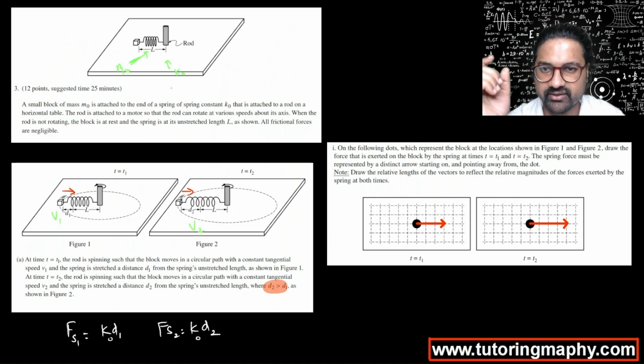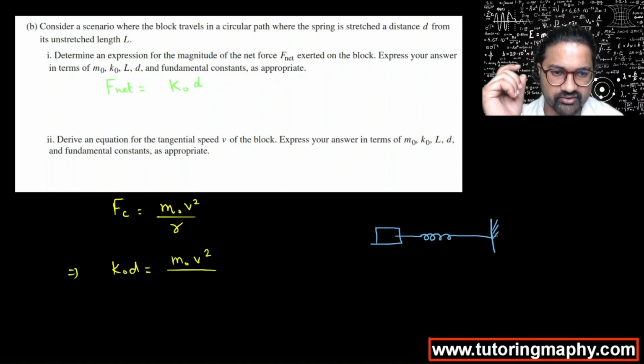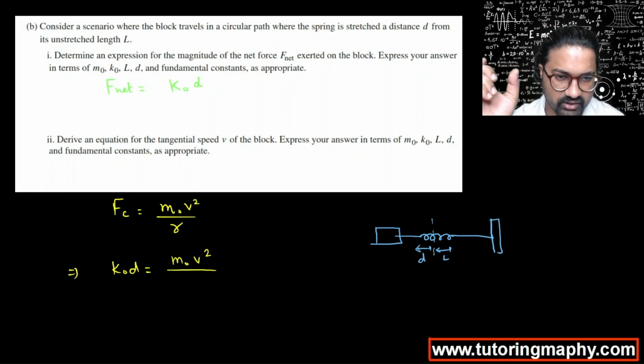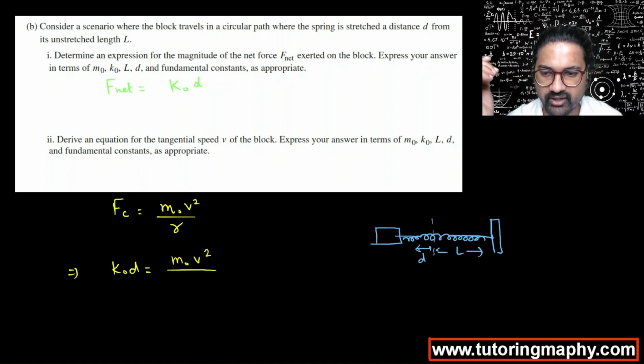In fact, I can draw a new image over here rather than going back and forth. This is the pivot, this is the mass, this is the spring, and this is where it is connected to a rod. Remember that its natural length is L and the stretch is d. So the radius will just be the sum of d and L, the total length. This is what we have to be careful about: it should be d plus L.